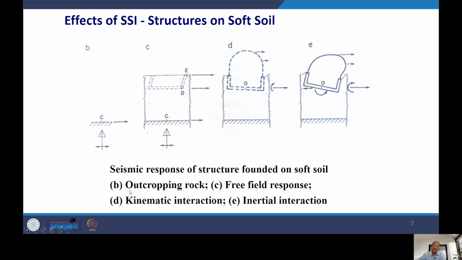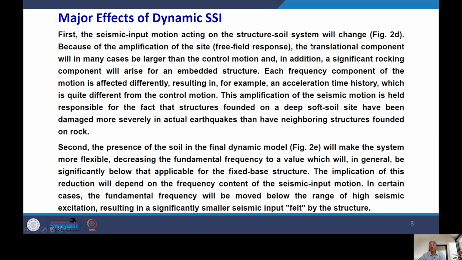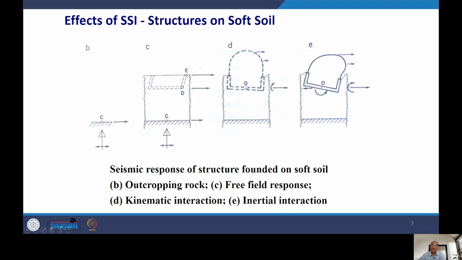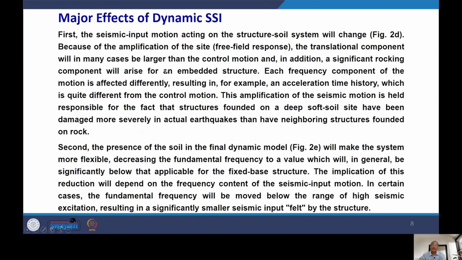These effects of soil can be described in 3 steps. Firstly, the seismic input motion acting on the structure-soil system will change, that is figure D. The motion acting at the soil-structure interface, shown in this figure, will be changed, and it will be different from the control motion. The translation component will in many cases be larger than the control motion, and in addition a significant rocking component will arise for an embedded structure.